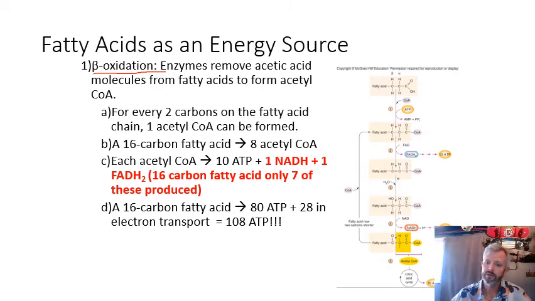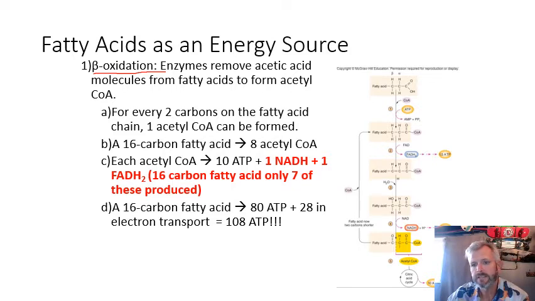So we break them down. When we break them down, we're going to form acetyl-CoAs. And if you remember, the acetyl-CoAs we can use in the citric acid cycle. We go acetyl-CoA through the citric acid cycle, and we get those NADH and FADH2, and we bring those to the electron transport chain, and we're able to make our ATP through oxidative phosphorylation. All right, so here's the process.